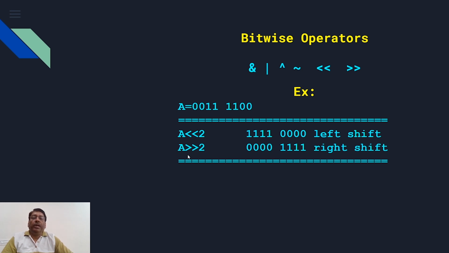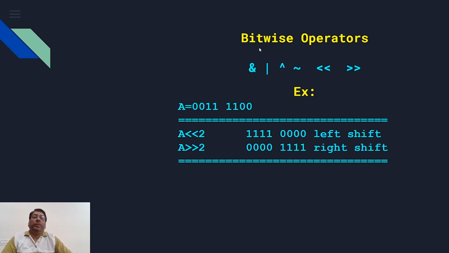In a similar way, if it is a right shift operation, A greater than greater than 2 if you write, it means these numbers will be shifted onto the right side. So these two digits over here will disappear, and then you will get the result as 4 zeros at the beginning, because two more will be added, followed by 4 ones, and so on. So this is how you can make use of the left shift and right shift operators, which are called bitwise operators.